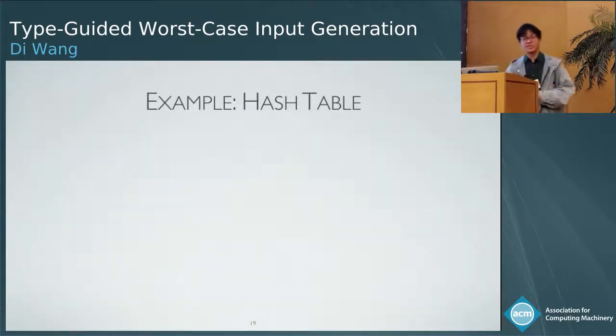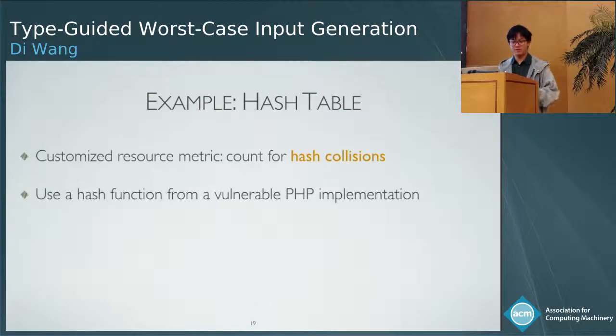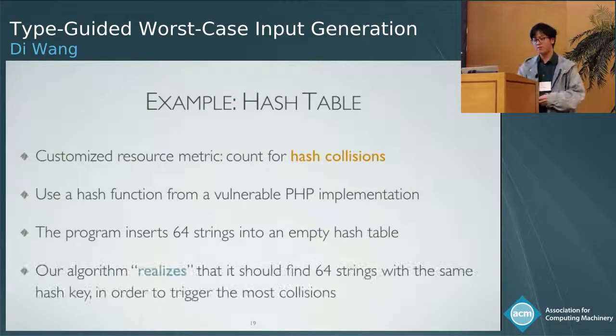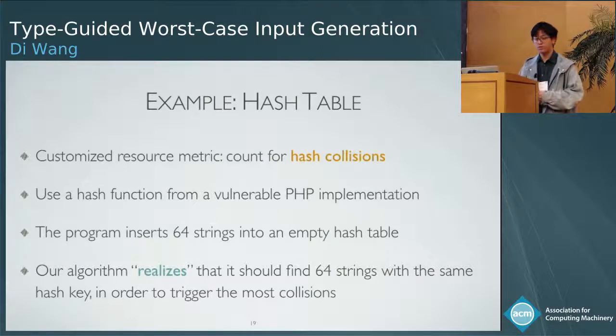Let's go back to the hash table example for PHP at the very beginning. We use a customized resource metric for hash collisions, and we use this hash function from the PHP implementation. The program inserts 64 strings into an empty hash table, and our algorithm can very quickly realize that it should find 64 strings with the same hash key in order to trigger the worst case number of collisions.